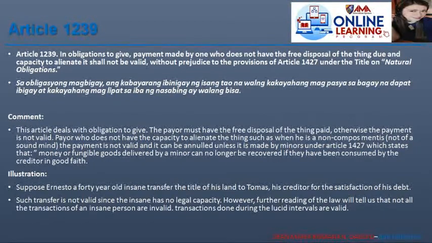However, further reading of the law will tell us that not all the transactions of an insane person are invalid. Ganito, class, hindi naman lahat ng pinasok na transaksyon ng insane person ay invalid na lahat. May mga pagkakataon kasi na dumadating din sa punto na bumabalik sila sa tamang katinuan ng kanilang pag-iisip. So kung ano man, sabi diyan, transactions done during the lucid intervals are valid. Kung ano man yung tinransact niya na nasa tamang pag-iisip siya, in between. Ngayon, okay yung isip niya, mamaya hindi na naman, bukas or ano, ganyan. So kung ano yung nasa tamang katinuan siya, class, na pinasok niya, ituturing natin yun na valid.